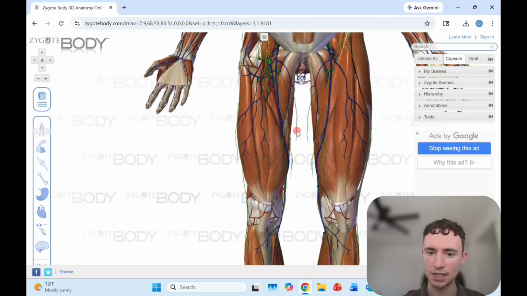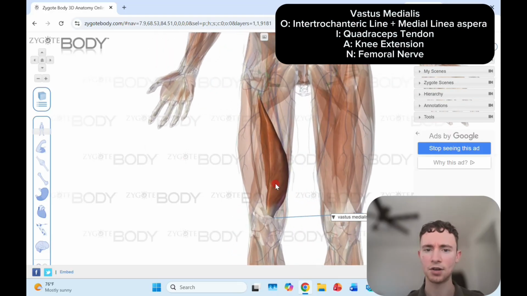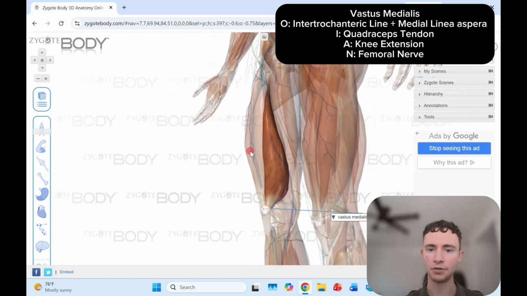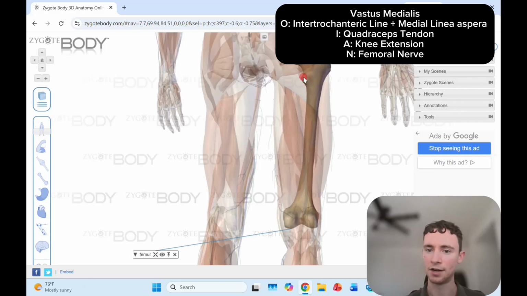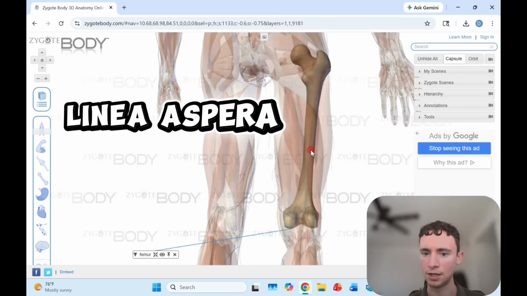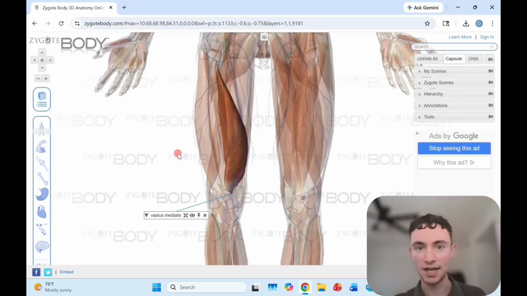Our next muscle on the list is our vastus medialis right here. Vastus medialis starts on the intertrochanteric line, and also the back of the linea aspera of the femur. Right here is our lesser trochanter. If we come down here, there's an imaginary pectineal line, and then there are two imaginary lines here: the medial lip and the lateral lip of the linea aspera. Just for your context. The vastus medialis is innervated by the femoral nerve and produces knee extension.